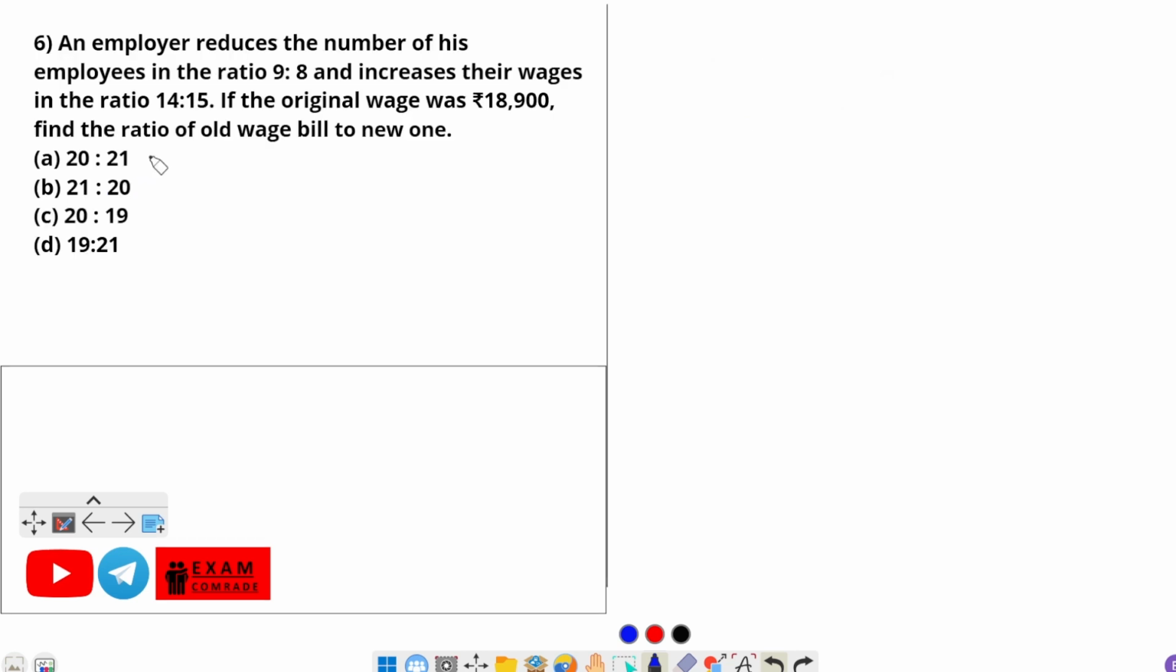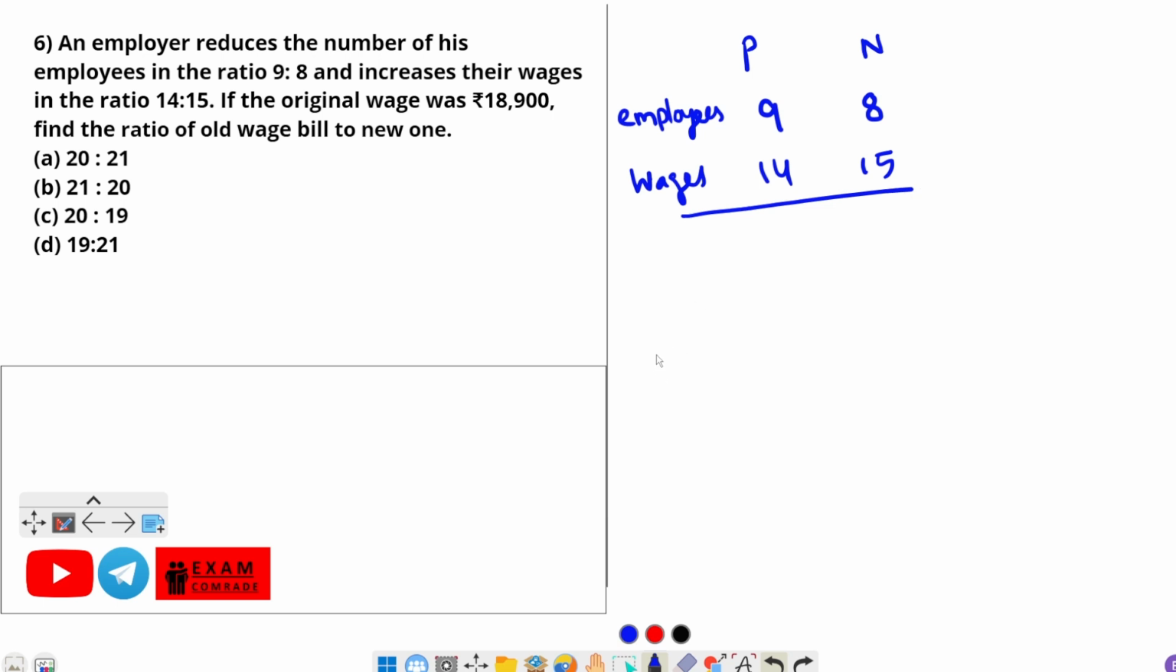Next question. An employer reduces the number of his employees in the ratio 9:8. Though this is previous, this is new. This is employees. Employees previously were 9 and now it is 8. And their wages are increased in the ratio 14:15. Okay, we know that employee expenditure is equal to the number of persons into the wage of each person.